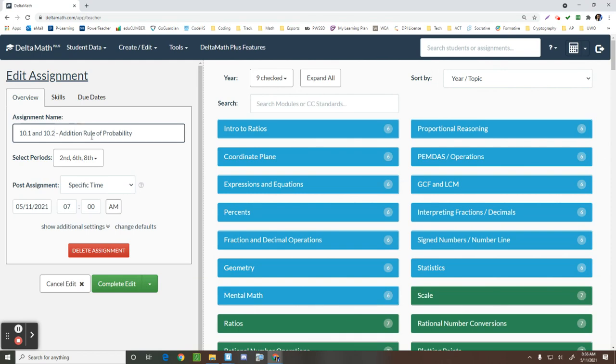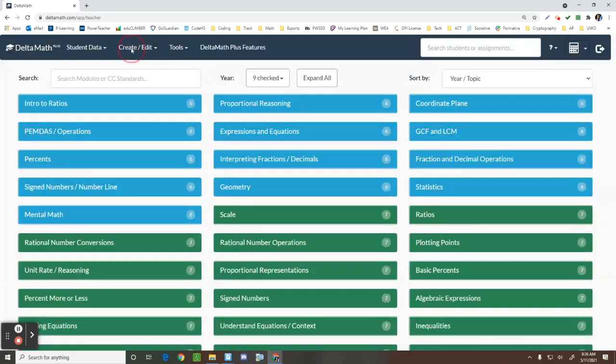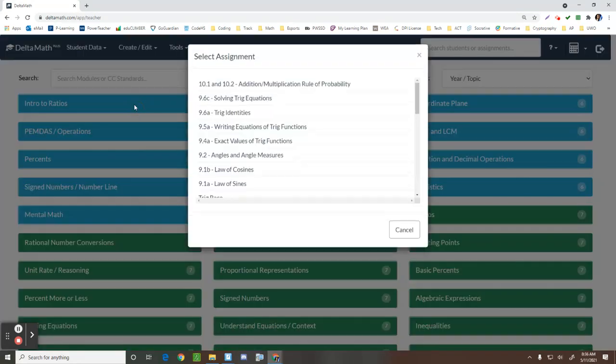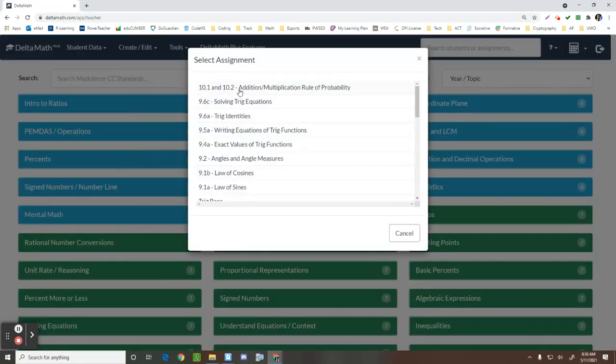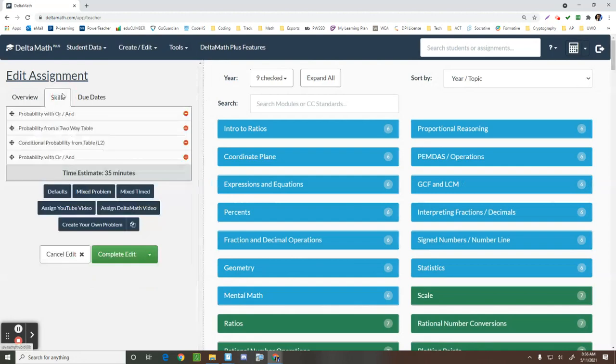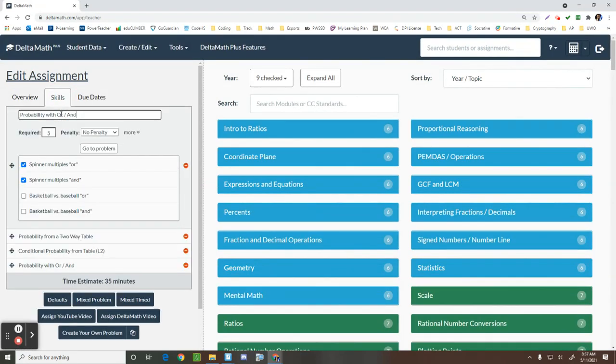I'm kind of combining both of these, so I just taught them both together. They are technically two separate targets, but I've got four different sections of problems for you.